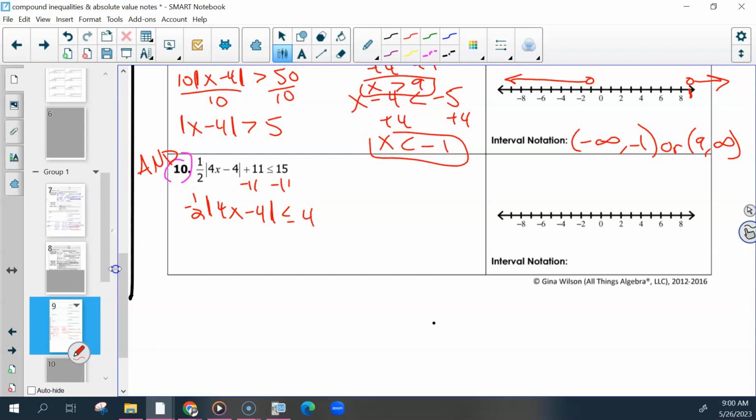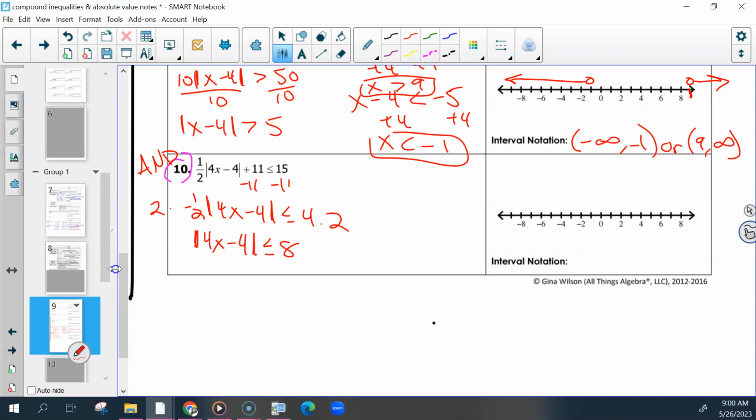By subtracting on both sides. Get rid of the 1/2 by flipping it and multiplying it by 2 on both sides. The sign didn't change.